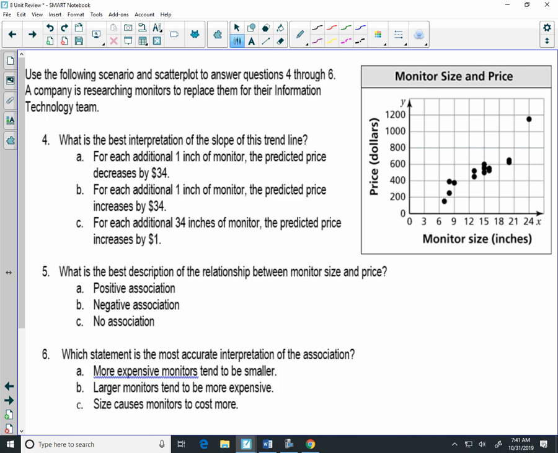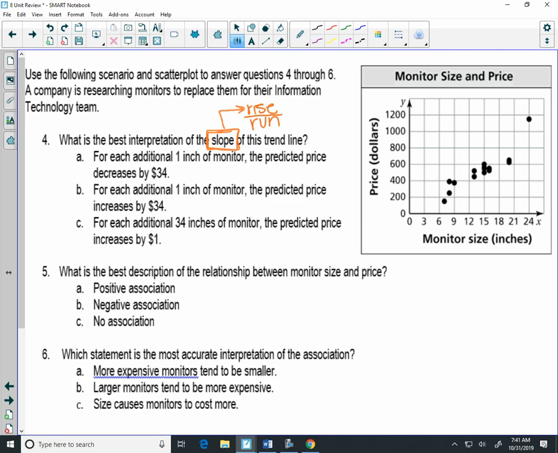We have a company researching monitors to replace them for their information technology team. What is the best interpretation of the slope of this trend line? So the first thing I'm going to do before I even look at the interpretations is find slope. So I'm thinking rise over run here because I'm doing it from a graph. If you start to look at the numbers here, there's like 1 and 34. And then when I look over at my graph, 34 is nowhere on there. So I know I'm going to have to do some work here.